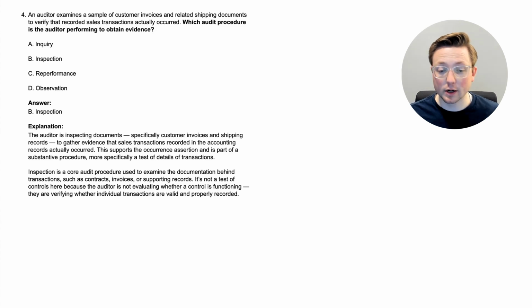Inspection is a core audit procedure used to examine the documentation behind transactions such as contracts, invoices, or supporting records. It's not a test of controls here because the auditor is not evaluating whether a control is functioning. They are verifying whether individual transactions are valid and properly recorded. So in this case, we're using inspection not as a test of controls like we were using the observation as a test of controls. We're instead using it as a substantive procedure to make sure that things are actually recorded properly and they're actually valid.